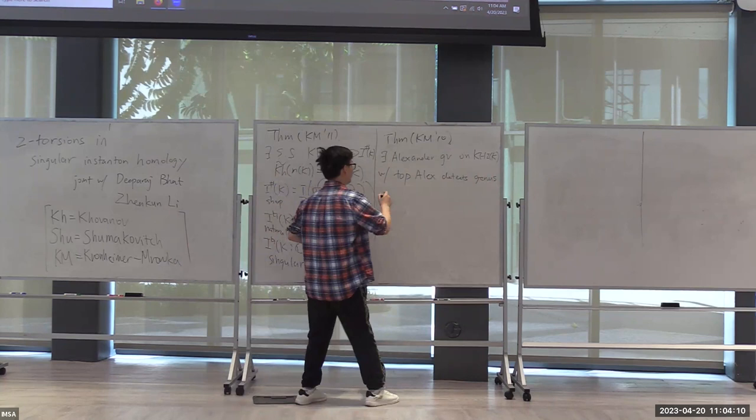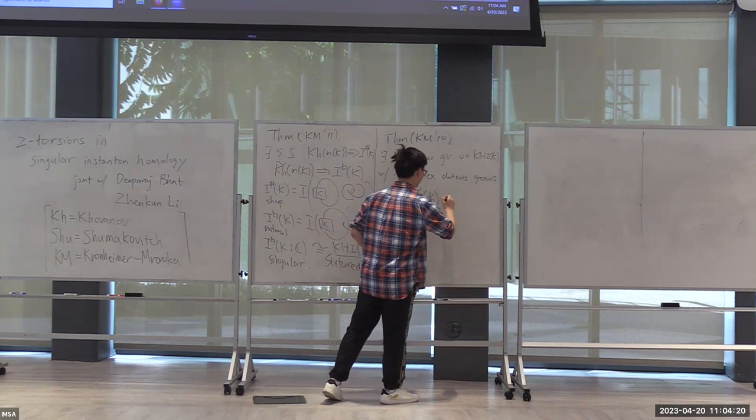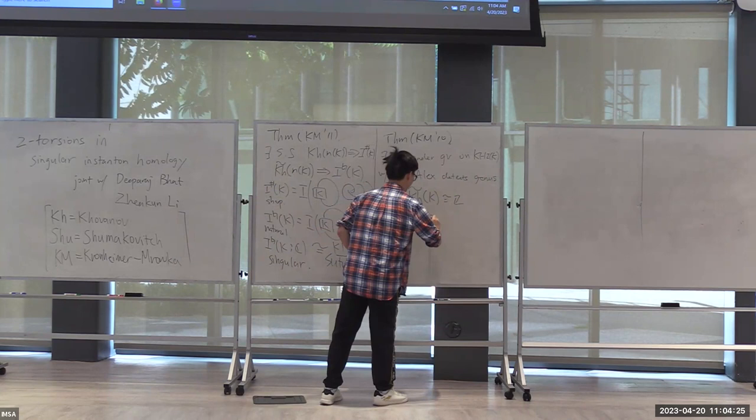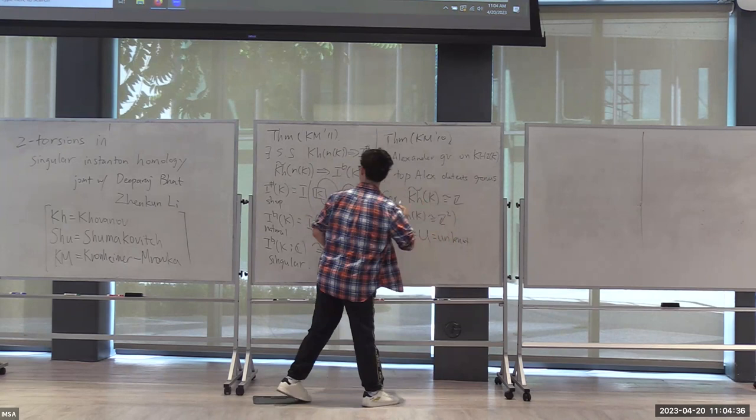So from these two theorems, we have a corollary, which is unknot detection: if the reduced version of Khovanov homology is Z, or maybe equivalently the unreduced version is two copies of Z, then K is just the unknot.